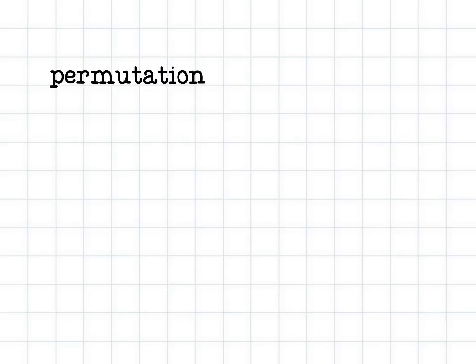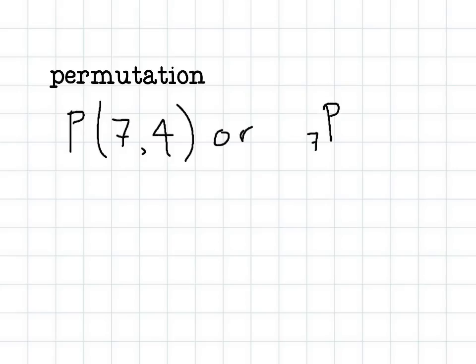The last thing we need to talk about is something called a permutation, and the notation for a permutation is something that looks like this. For example, this would represent the permutation of 7 items taken 4 at a time, or we also could write it like this, 7 items taken 4 at a time. The right-hand one happens to be on your calculator.